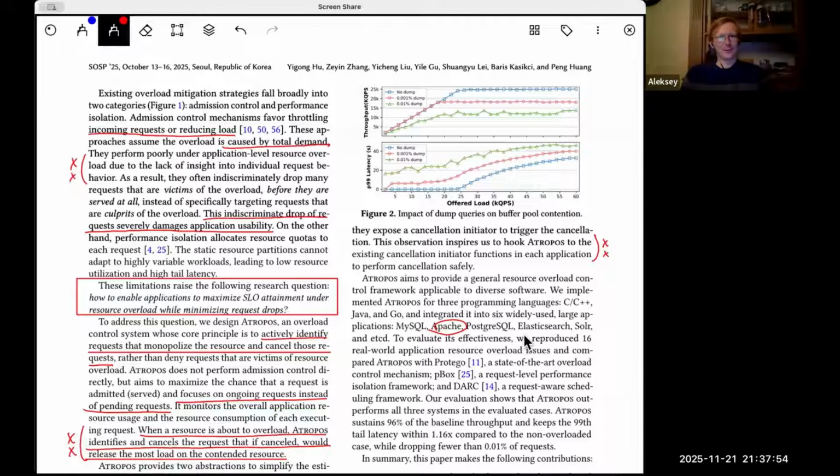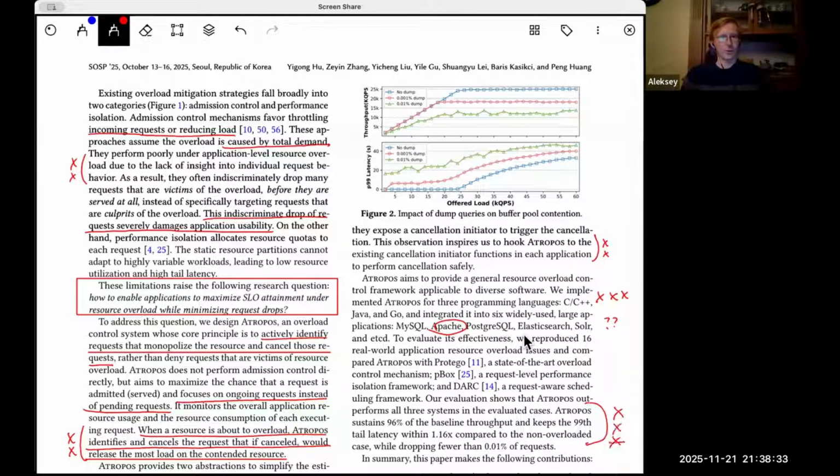To evaluate its effectiveness, we reproduced 16 real-world application resource overload issues and compared Atropos with Protego, a state-of-the-art overload control mechanism, PBox, a request-level performance isolation framework, and Dark, a request-aware scheduling framework. Our evaluation shows that Atropos outperforms all 3 systems in the evaluated cases. Atropos sustains 96% of the baseline throughput and keeps the 99th percentile tail latency within 1.16 times compared to the non-overloaded case.